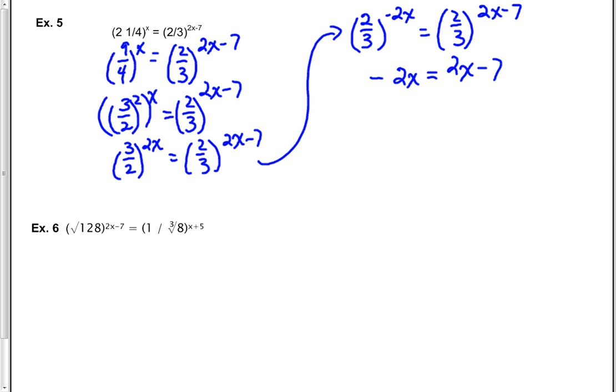I want the x's on the left side. I'm going to subtract 2x from both sides, divide both sides by -4, and I would get a positive 7/4.